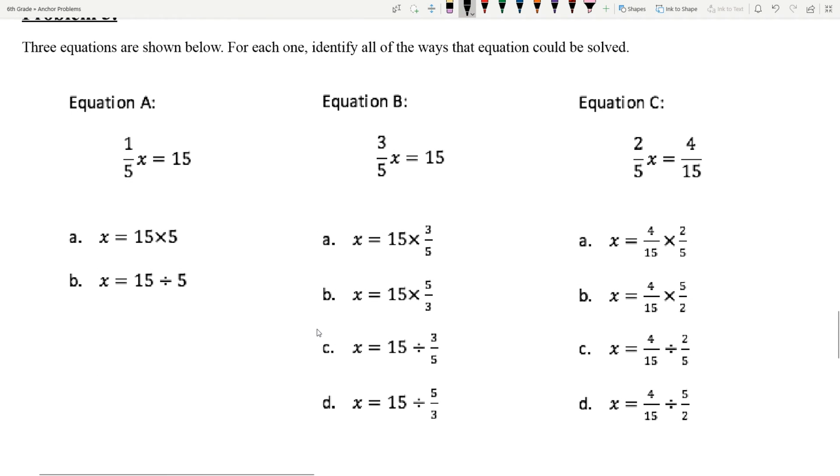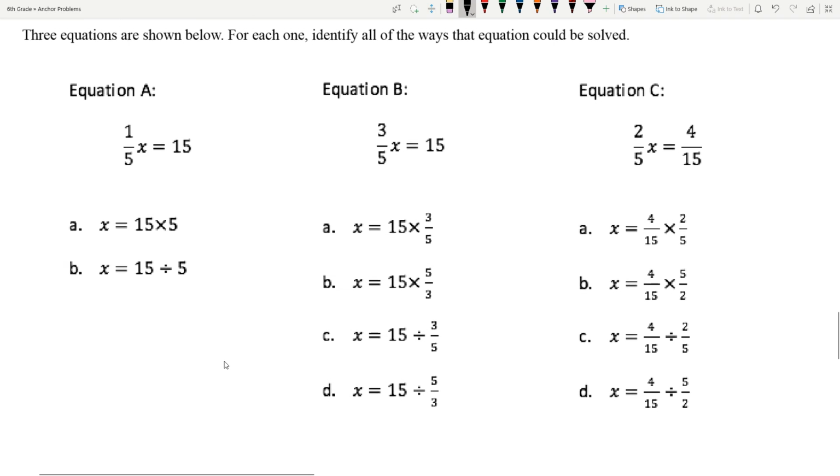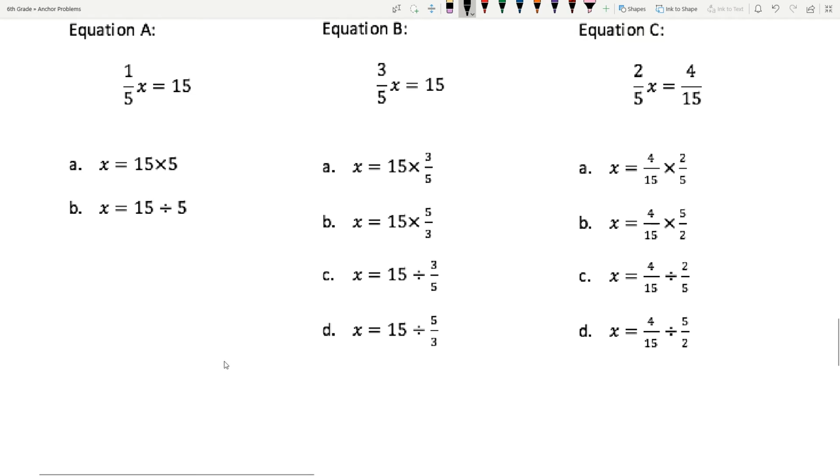3 equations are shown below. For each one, identify all of the ways that an equation could be solved. 1a, we have 1/5 x equals 15. Let's rewrite this down here. 1/5 times x equals 15. Well, so far, all I've shown you is you use the opposite operation. So the opposite of multiplication is division. So when we divide by 1/5 on both sides here, 1/5 divided by 1/5 is 1. That cancels, and we're left with x equals 15.